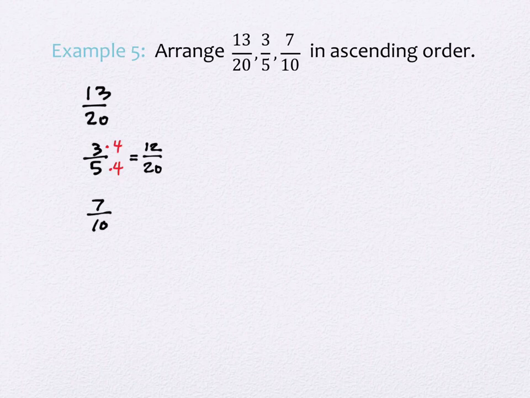All right, and then our last one of the 3 is 7/10. What would I have to do there? Yeah, multiply by 2, top and bottom. So the top and the bottom, what do we get here on this one? 14/20.